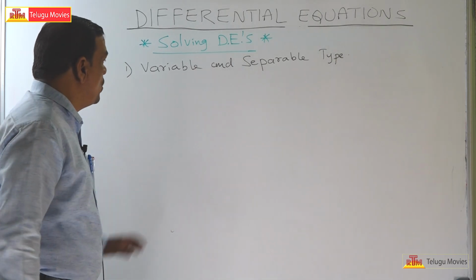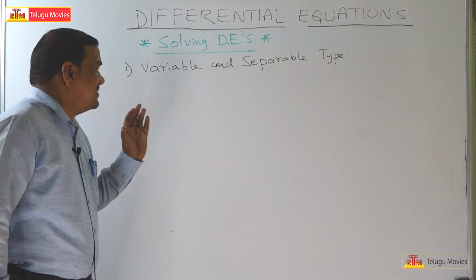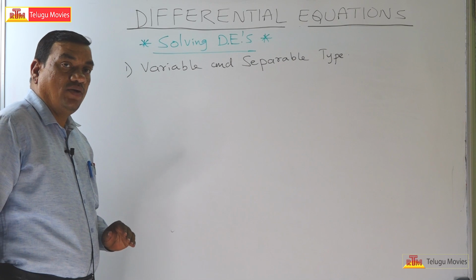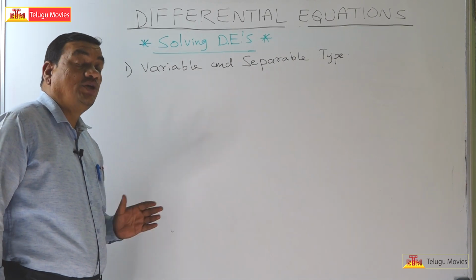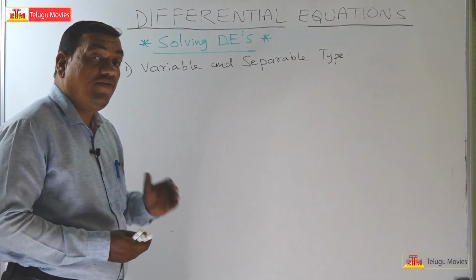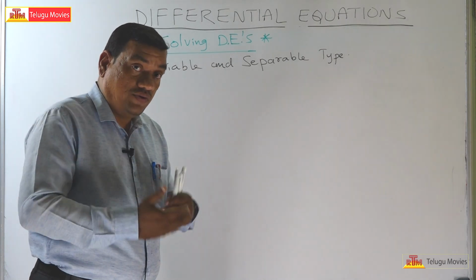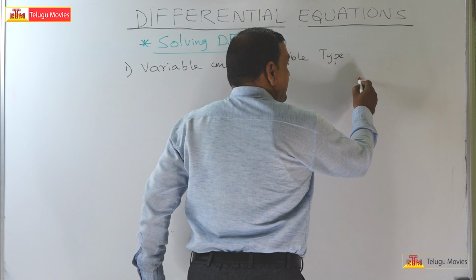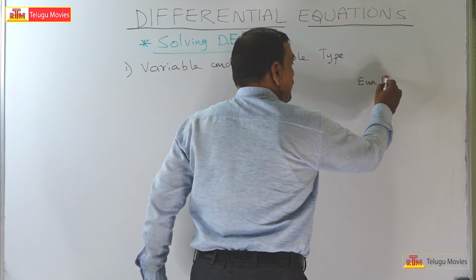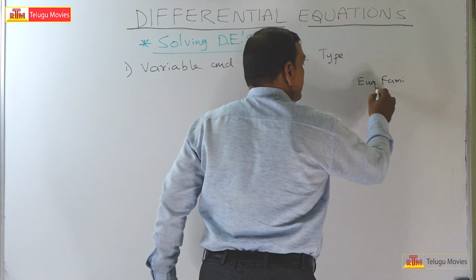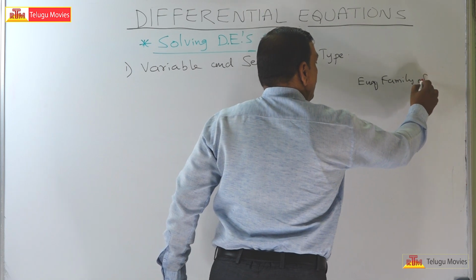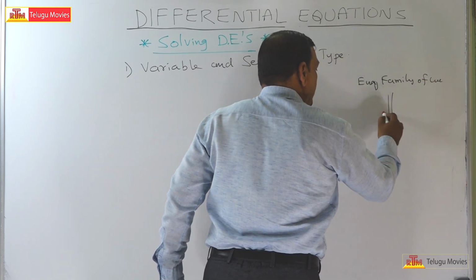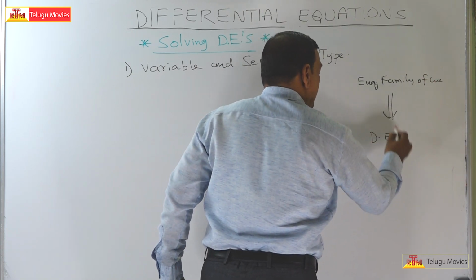Welcome back. So I am going to explain the variable and separable method. Okay now, once again I am reminding you, we are doing the reverse process. What is the reverse process? Given the equation of a family of curves, you can find the corresponding differential equation.